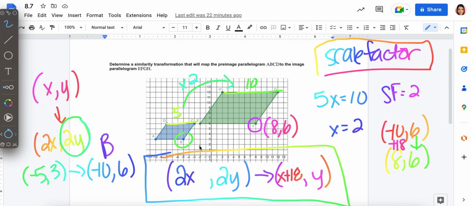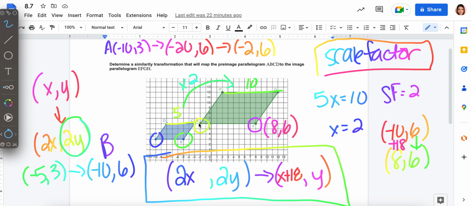And if you want to make sure you're right, you can check it by doing another point. Let's do the point A. Point A is -10, 3. So after applying the 2x, 2y rule, we get -20 and 6. And then if I apply my translation rule, add 18 to the x, that would be -2, 6. And let's see if this is at -2, 6. It is. And so we know this right here is correct.